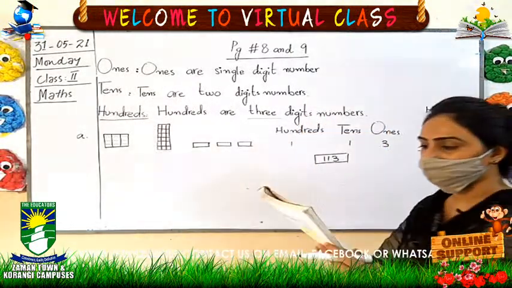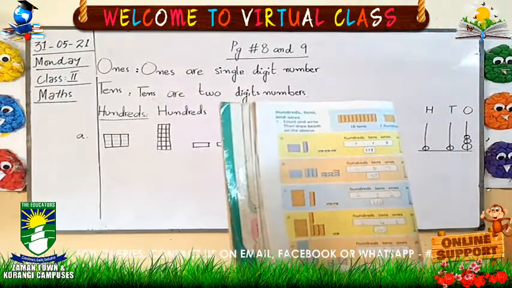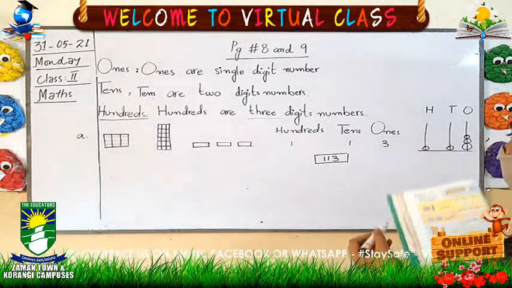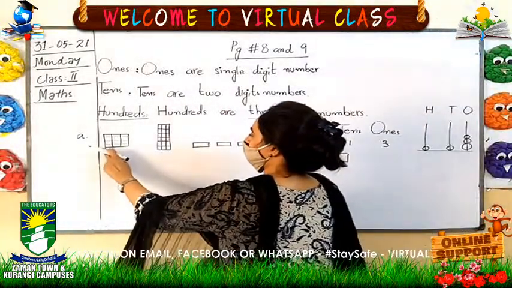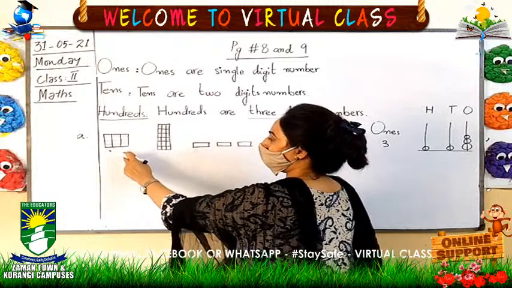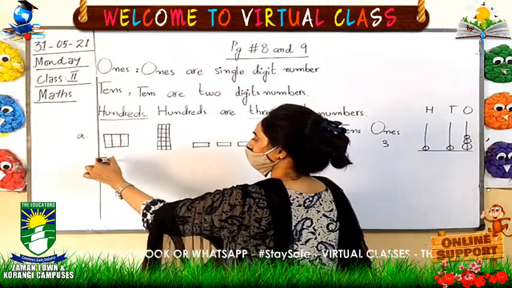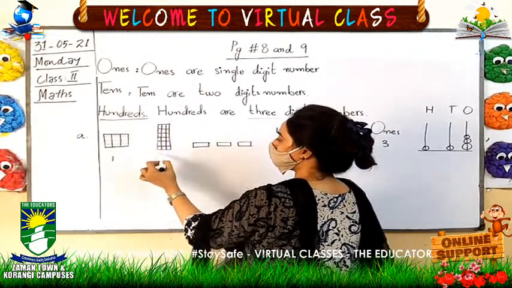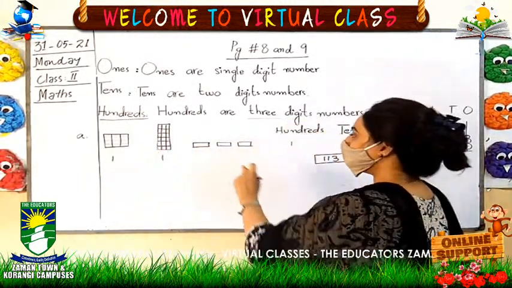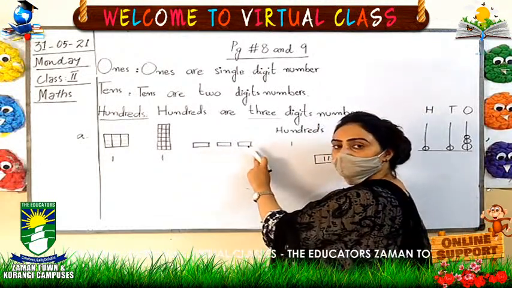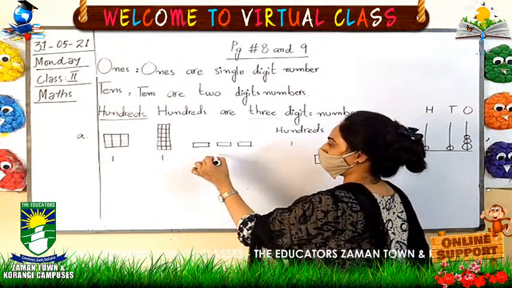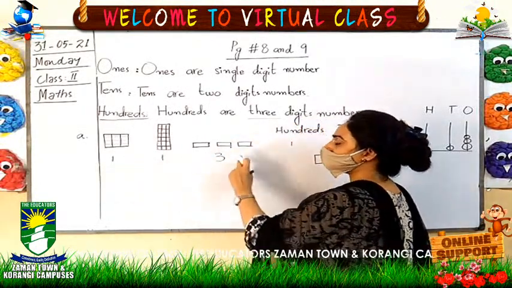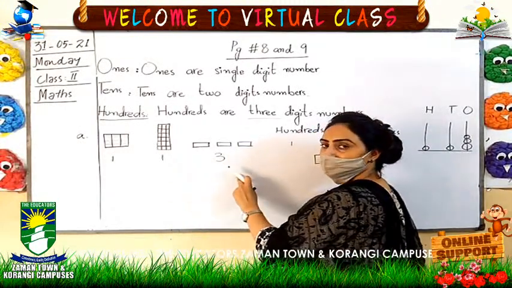There are some pictures and some blocks are drawn here. Count and then solve. How many boxes are there? One. So write one. How many boxes are there? Only one. So write one. How many boxes are there? There are three boxes. So write three. One, one, three. These are all three digit numbers.